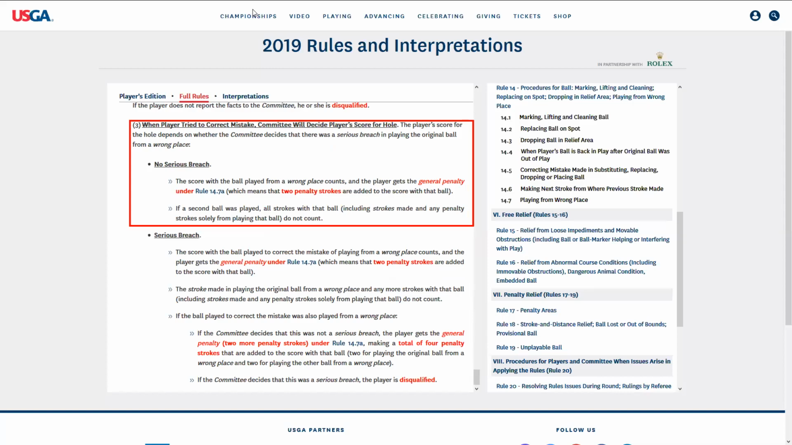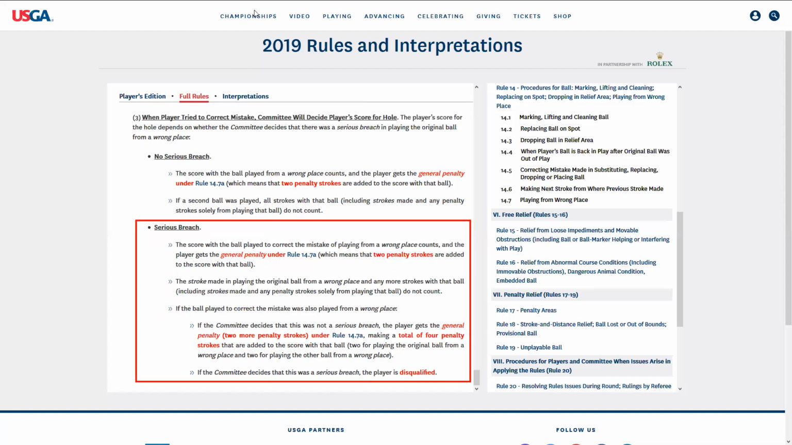Now, the serious breach. What we're saying under serious breach is the committee has now determined that the ball that you played first was a serious breach, and you've now played your second ball. The score with the ball played to correct the mistake of playing from the wrong place counts, and the player gets the general penalty under 14.7a, which means you get 2 penalty strokes for the score.